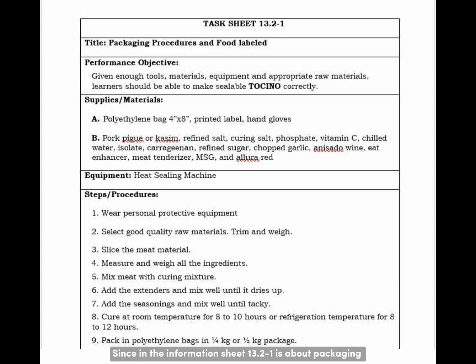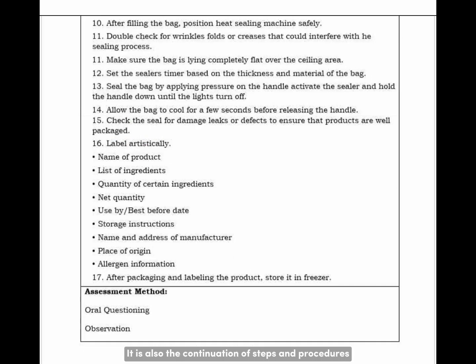Information Sheet 13.2-1 is about packaging. Also included there is how to use the heat sealing machine. So, the heat sealing machine is also the equipment to be used for packaging or sealing the tocino. Next are the steps and procedures. Here, the process in making tocino is indicated. And also, some things need to be considered for sealing and things included for food labeling. It is also a continuation of steps and procedures.